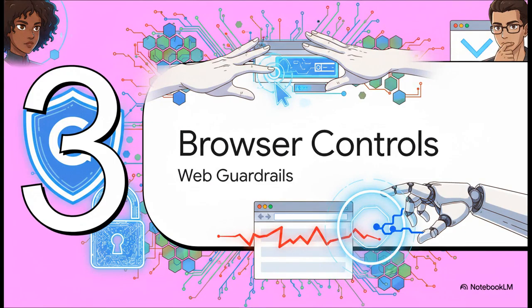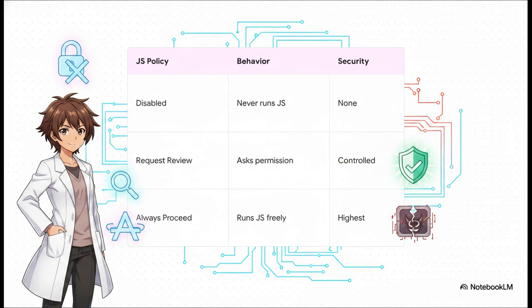Okay, Section 3. Browser controls and security, web guardrails. Now, an agent obviously needs the web for knowledge gathering and validation. But giving an AI full, unfettered browser access, that's a massive security risk. There's a very direct trade-off between maximizing the agent's web autonomy and exposing your local environment to security exploits.